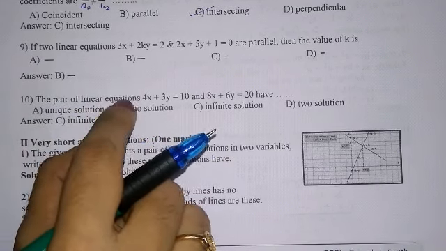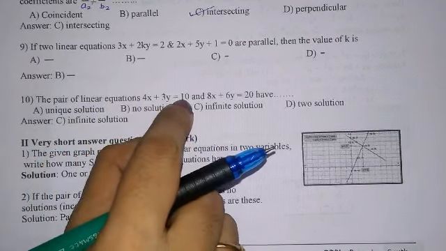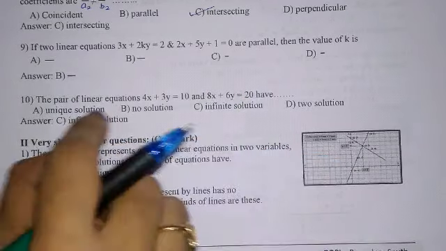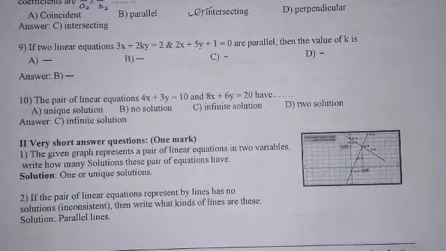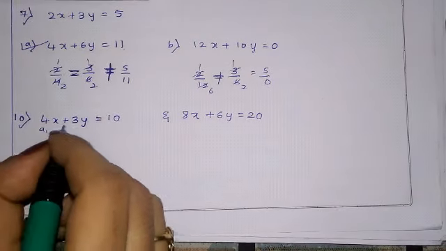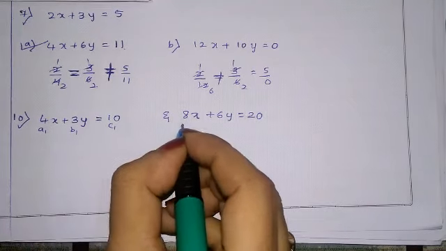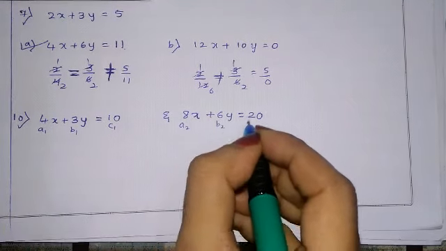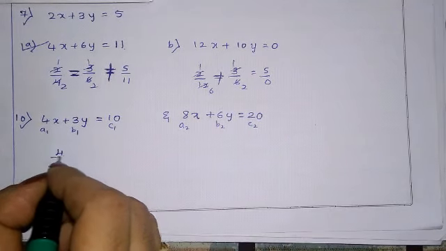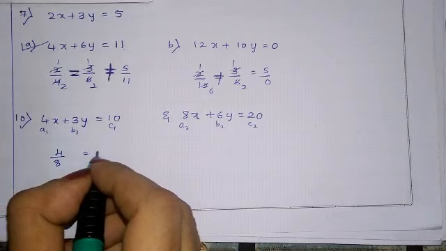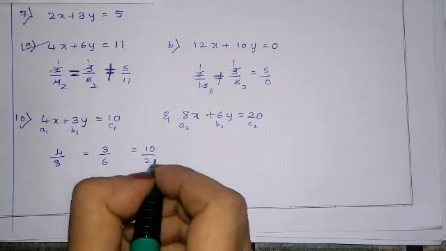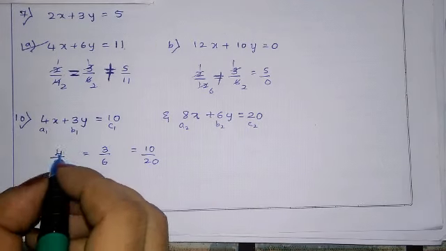The pair of linear equations 4x + 3y = 10 and 8x + 6y = 20 have which solution? Let us see a1, b1, c1, a2, b2, c2. Now 4/8 = 3/6 = 10/20. Which condition is satisfied? Let us see.